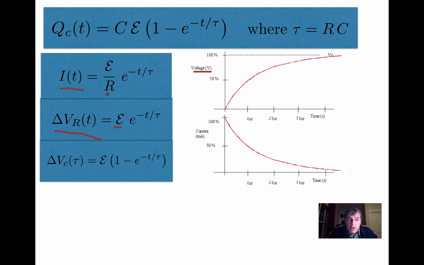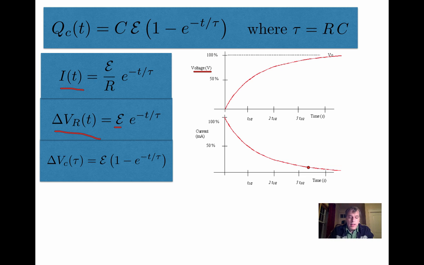For the current and the voltage across the resistor, you have a decreasing exponential. You start at the maximum value. Again, this maximum value is different for the two curves. For the current, you start at a value equal to E over R. That's the initial current, which is the maximum current. And for the voltage across the resistor, you start with a value equal to the EMF E, and that's the maximum value of the voltage across the resistor. And then you have a decreasing exponential. So you have those two curves here.